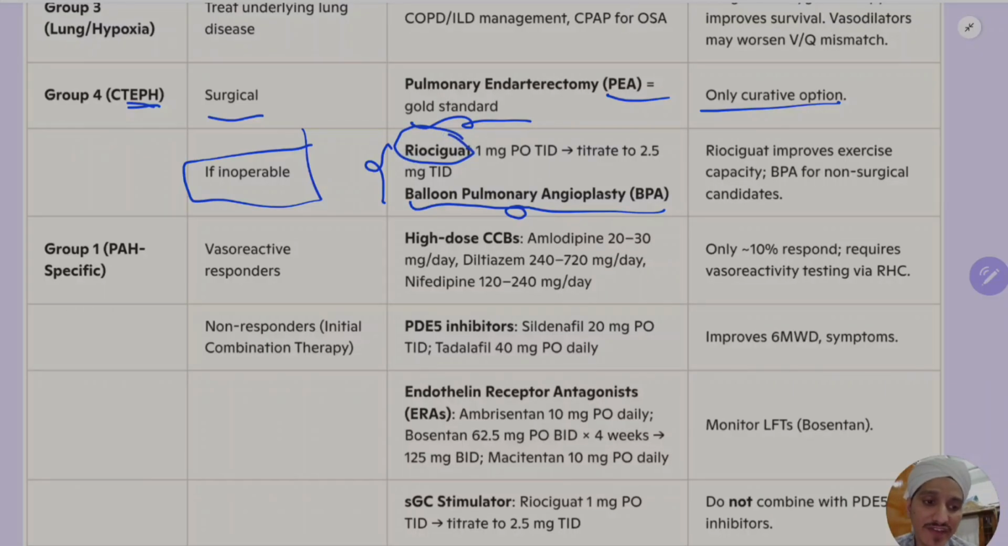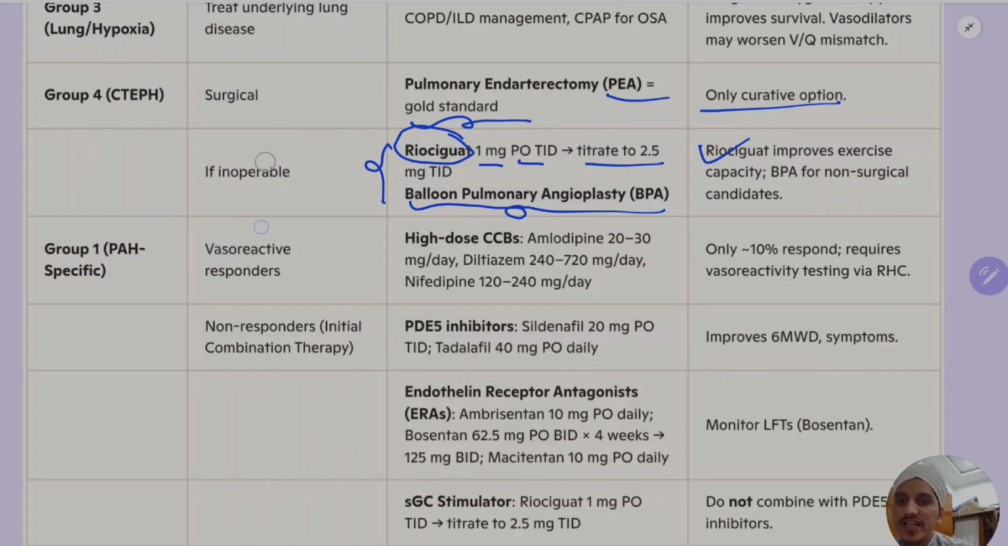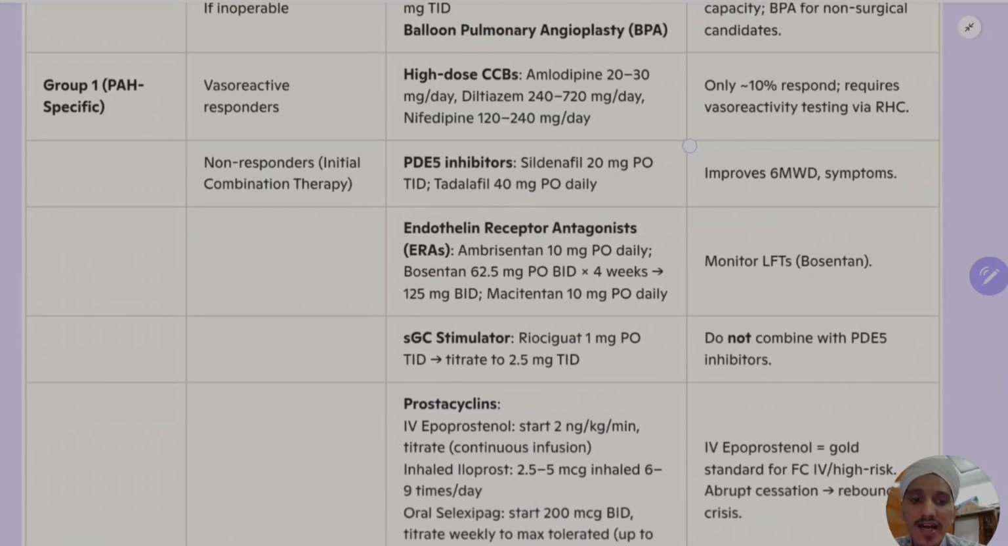The mechanism of action I have explained in the previous video. You can start 1 mg per oral 3 times a day and titrate it to 2.5 mg 3 times a day. Riociguat improves exercise capacity. So you can use it in patients with chronic thromboembolic pulmonary hypertension, you remember this point, as well as in group 1 patients, pulmonary hypertension with no cause, idiopathic.